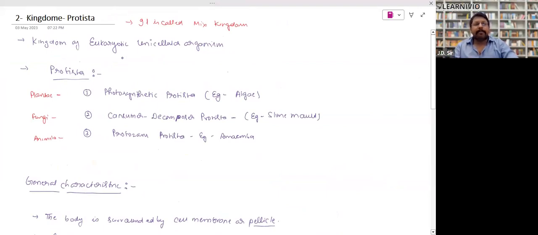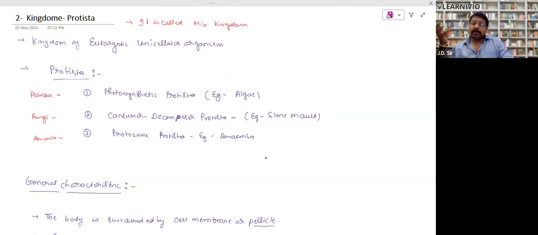In Protista kingdom, we have taken, this is called mixed kingdom. Why? Because we have taken unicellular eukaryotic organisms from different kingdoms. From Plantae, we have taken algae like diatom, chrysophytes, right? From fungi, we have taken consumer decomposer like slime mold. From Animalia, we have taken protozoa. So we have taken a unicellular organism from every kingdom, right?